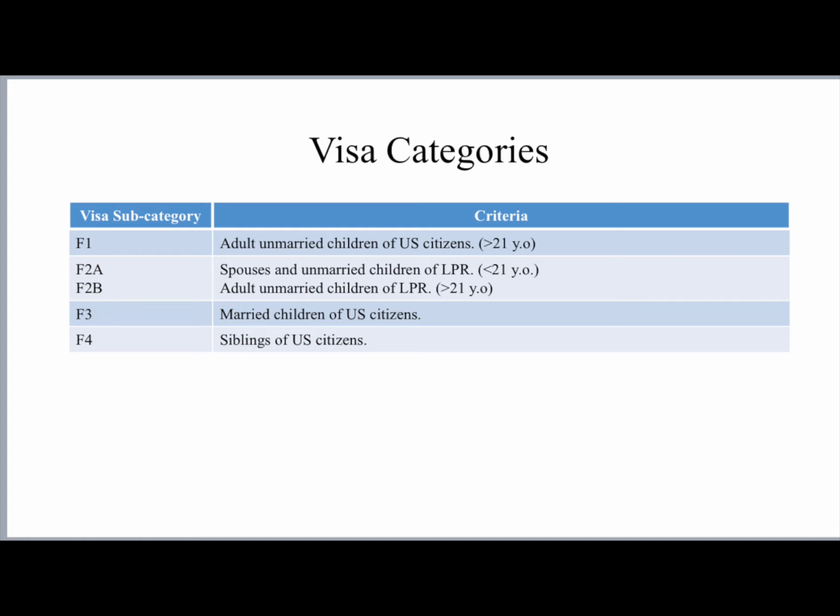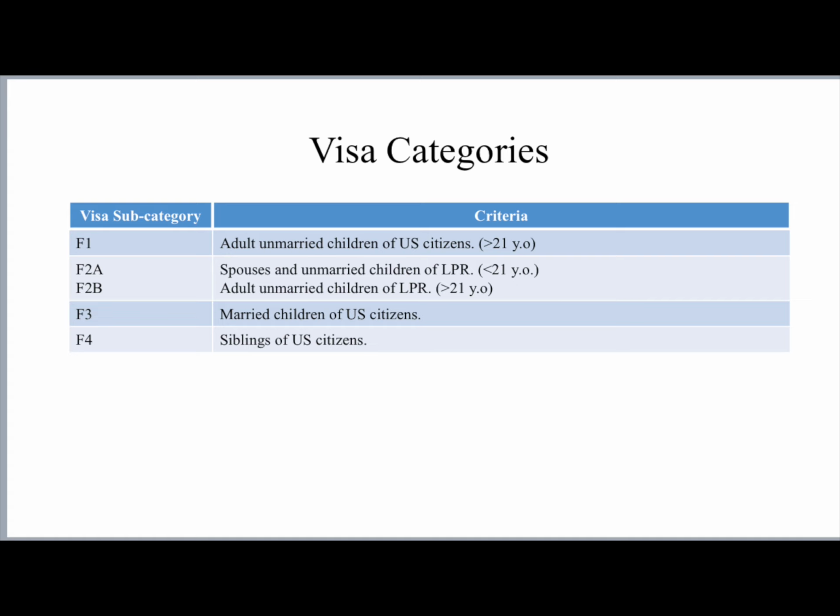That means someone who has a green card, someone who is not yet a U.S. citizen. Note that the children that fall under this category have to be under the age of 21 years old, right? So if you are over 21, that's what puts you in the F2B category, which is the adult unmarried children of a legal permanent resident. Again, someone who has a green card but is not yet a U.S. citizen.